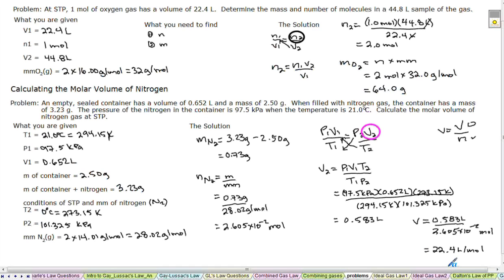So by doing this, we just proved Avogadro's law that 22.4 liters is equal to 1 mole of gas, in this case of nitrogen. The next set of lessons will deal with the ideal gas law and Dalton's law of partial pressures.